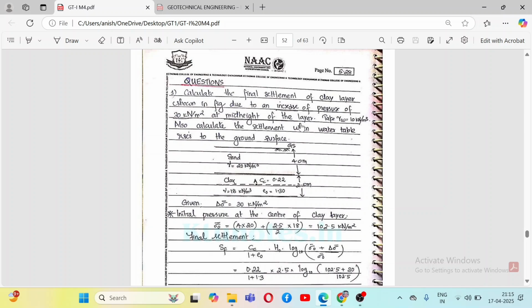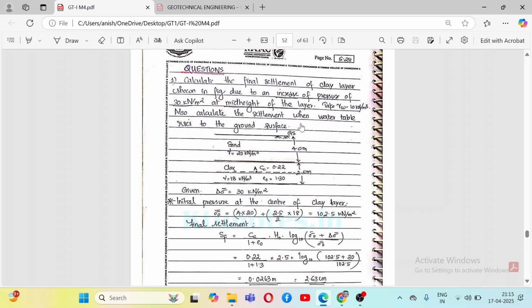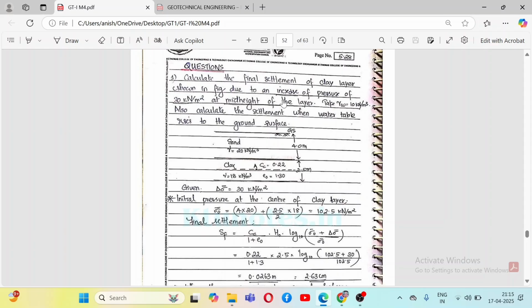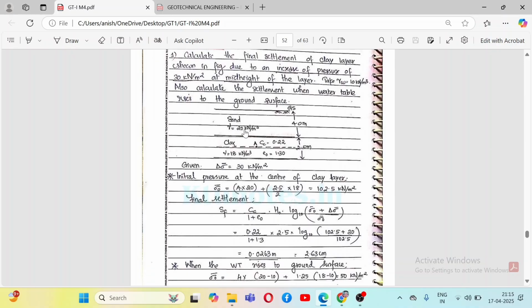Okay, we will find the final settlement caused by that. Take gamma W, okay, gamma W is given as 10 kilonewton per meter cube. Also calculate the settlement when the water table rises to the ground surface. So we have sand and clay layer. Okay, ground surface is here. Distances are given as 4 meter and 2.5 meter. So we have to find the final settlement at the mid of the clay layer.